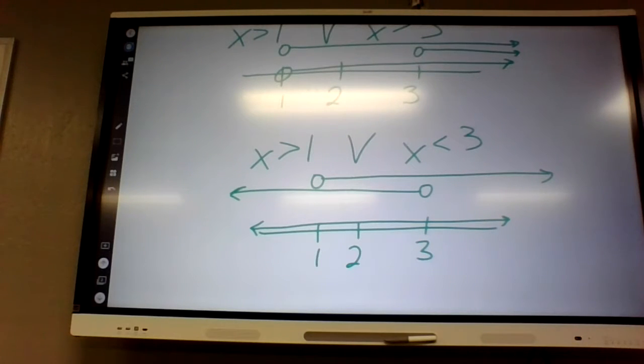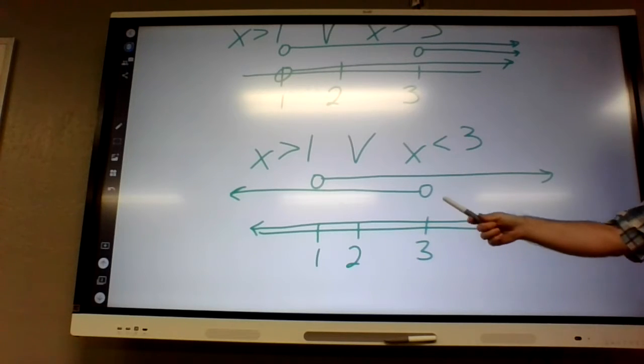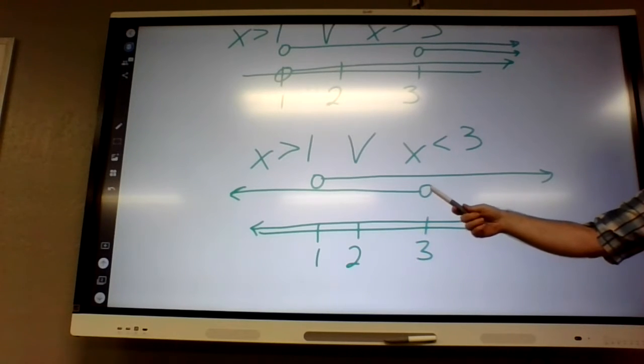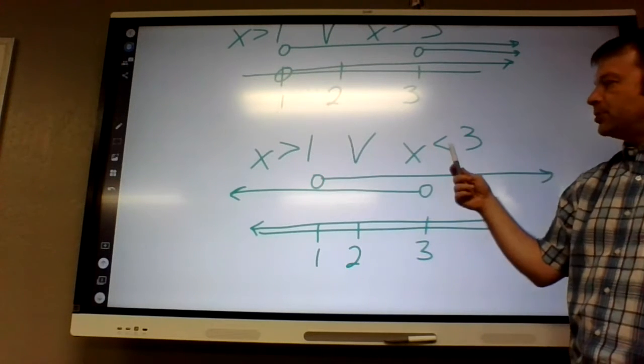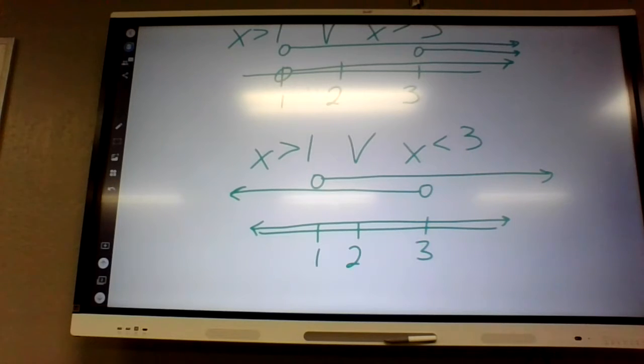Why didn't I put the open circles on this one? Because it's covered. Every number is covered. Like 3 works because 3 is greater than 1, or 1 works because 1 is less than 3. So there are no circles on this one.